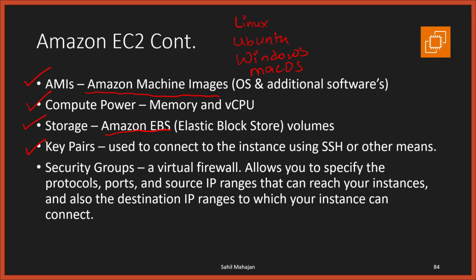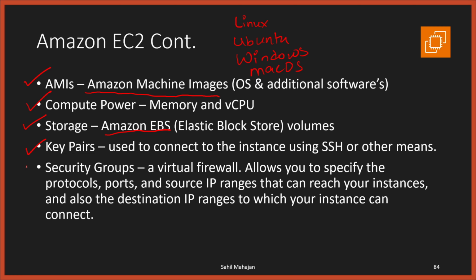You also have key pairs. These key pairs are used to connect to your instance through SSH or other means. The reason I point this out is because it is really important. You created your EC2 instance, correct? Maybe it's Ubuntu, Windows, Linux, or whatever, but you need to be able to connect to your EC2 instance. So we have key pairs. These are encryption key pairs that are used to connect to your EC2 instance through SSH.